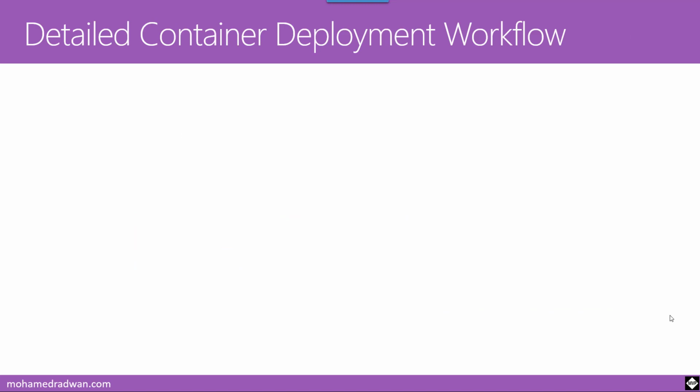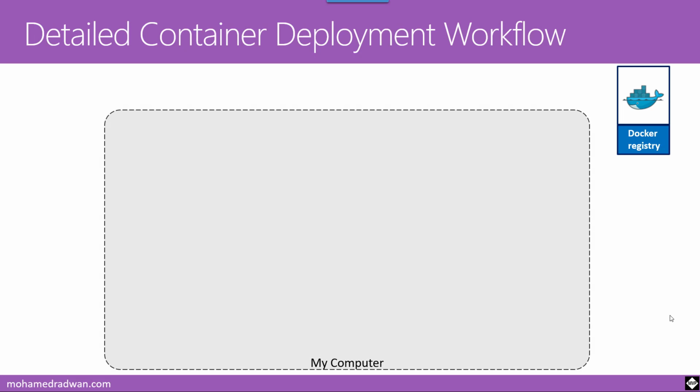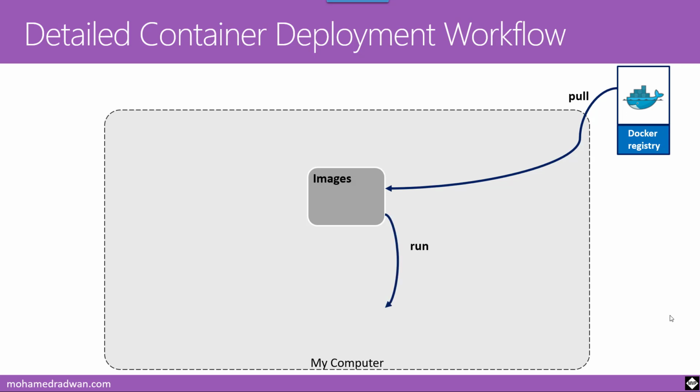So let's look at the comprehensive container deployment workflow. So we will usually start with the Docker registry. If you remember in the previous lesson, we explained the Docker registry, which is a place that stores Docker images. So the first step is that I have my computer and I will just pull an image from the Docker registry, which means that I will have this image local on my computer. Then I will run this image, which will give me the container.